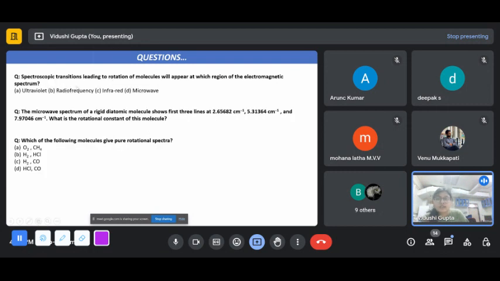The spectroscopic transitions leading to rotation of molecules will appear at which region of the electromagnetic spectrum? UV, radio frequency, IR, or microwave? So it will be microwave.